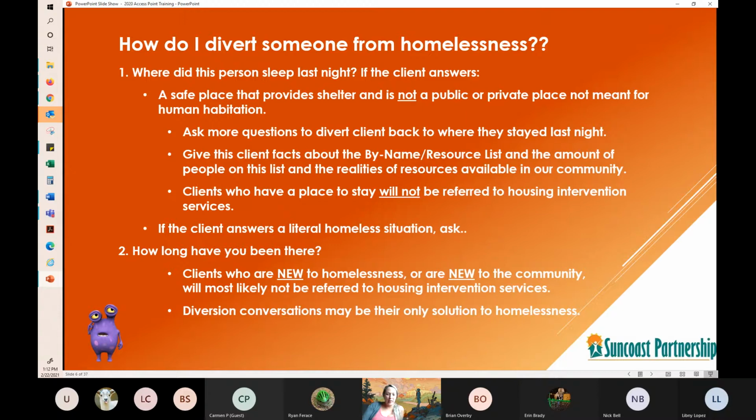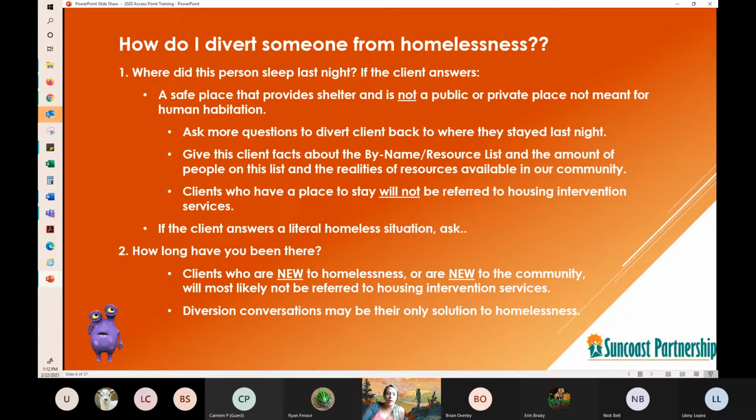It's one of those realistic conversations that I've had with clients where we're like, listen, this is the reality. This is how HUD has mandated all homeless crisis response systems operate. It ensures that those clients that are the most vulnerable are connected to those resources, and clients that may be able to self-resolve are able to do that on their own. So that capacity fills up for those other clients.